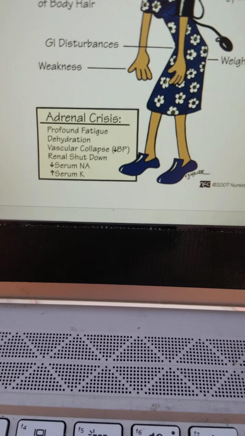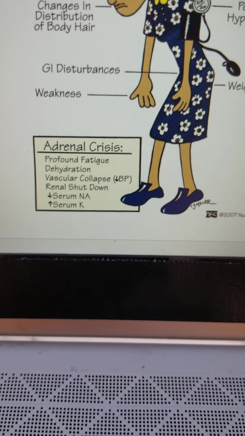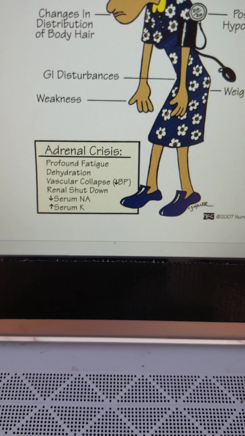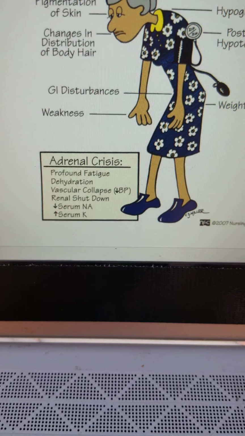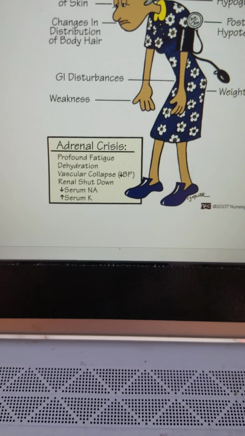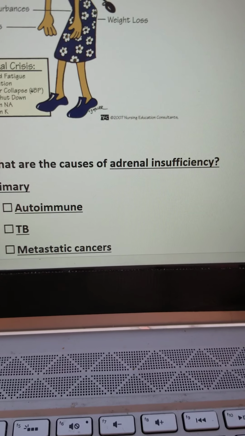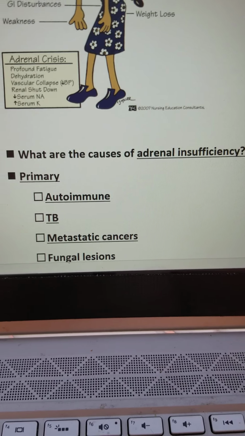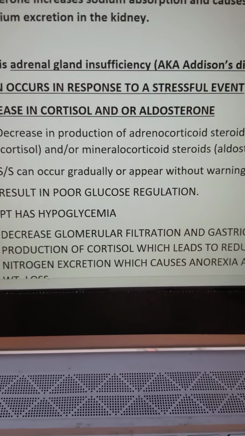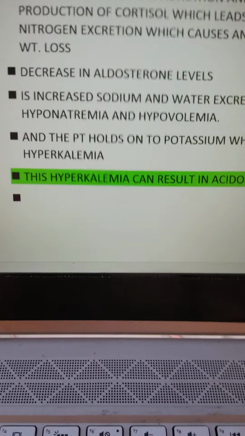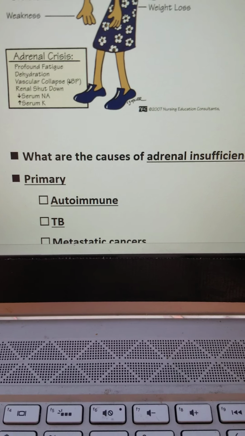Adrenal crisis is profound fatigue, dehydration, vascular collapse, which is decreased blood pressure, renal shutdown, which is decreased serum sodium, and potassium is increased. What are the causes of adrenal insufficiency? Which is also aka Addison's disease, adrenal gland insufficiency, also called Addison's disease.